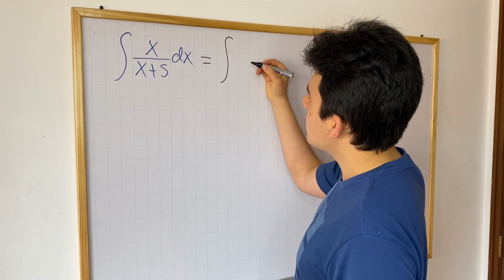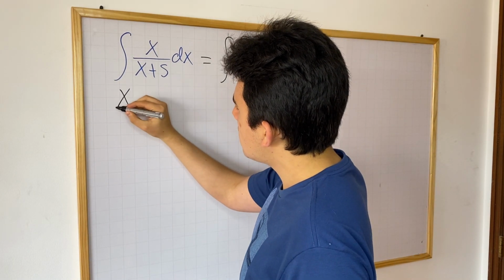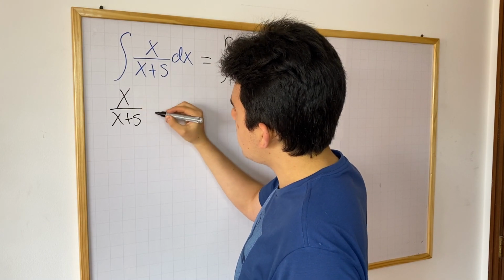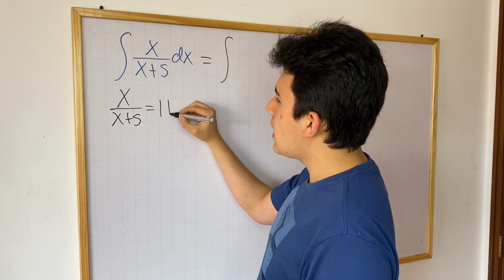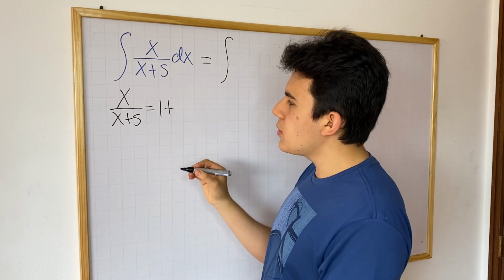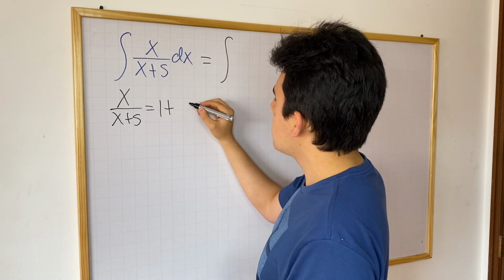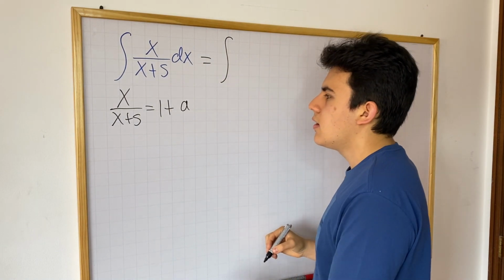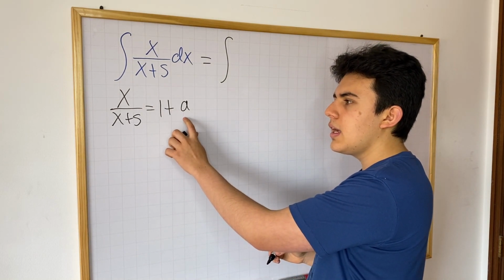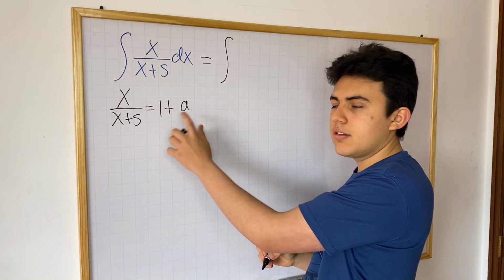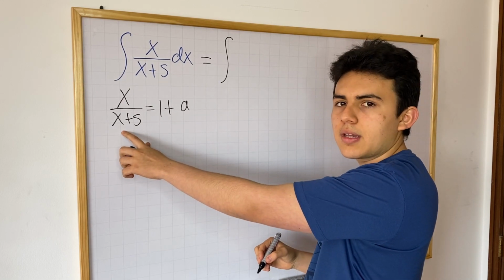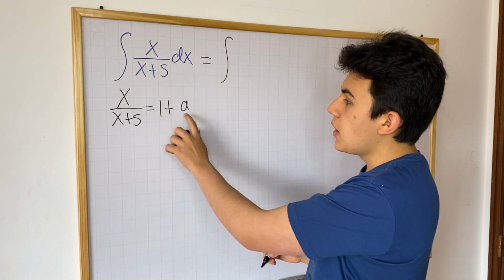So we're going to say that we know x divided by x plus 5 is going to be equal to 1 plus another number that we don't know yet, so we're going to try to find that, and I'm going to say this is just going to be a, okay? So basically if you have 1 and you add a, we need a value a such that if you add it to 1, you can get back this fraction, okay? So now let's find a.